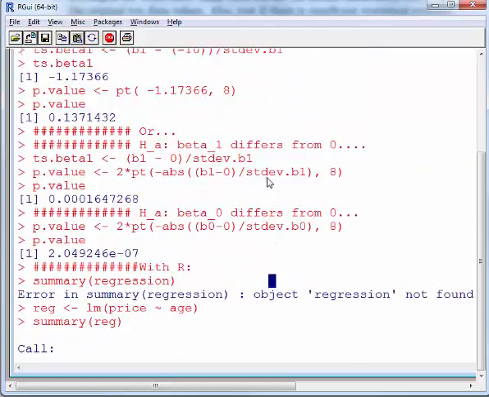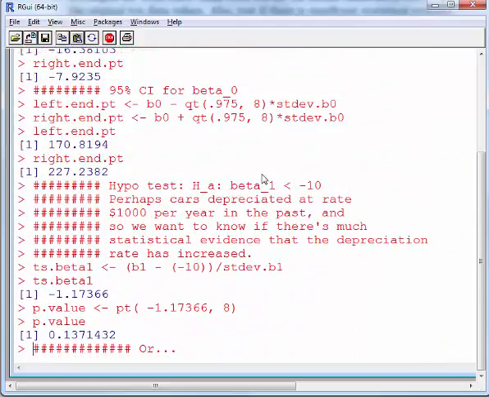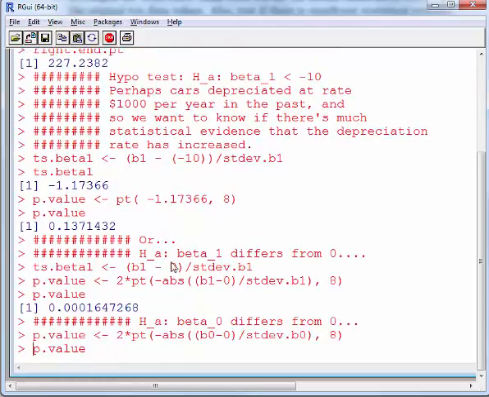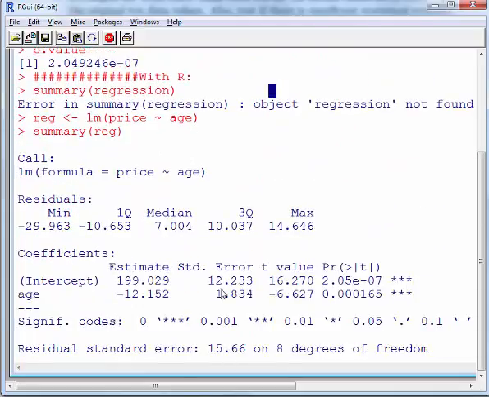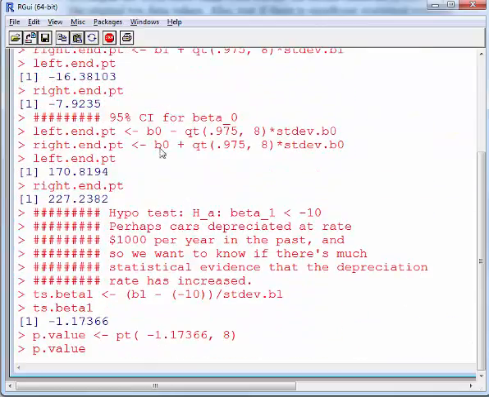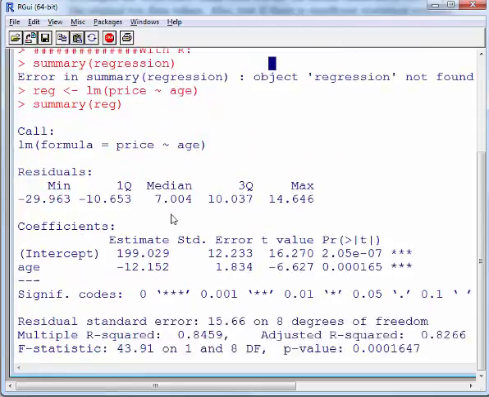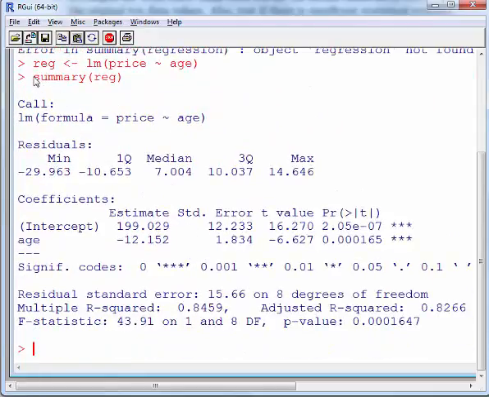For the age, again, the default output there is for testing whether the betas are equal to 0. We got a p-value in that case of 0.00016 something. So that's what that is. So that's a heck of a lot quicker. You don't want to do it this long way. I like doing that just to make sure that I kind of know what's going on. But once you feel confident you know what's going on, then you can just do this.